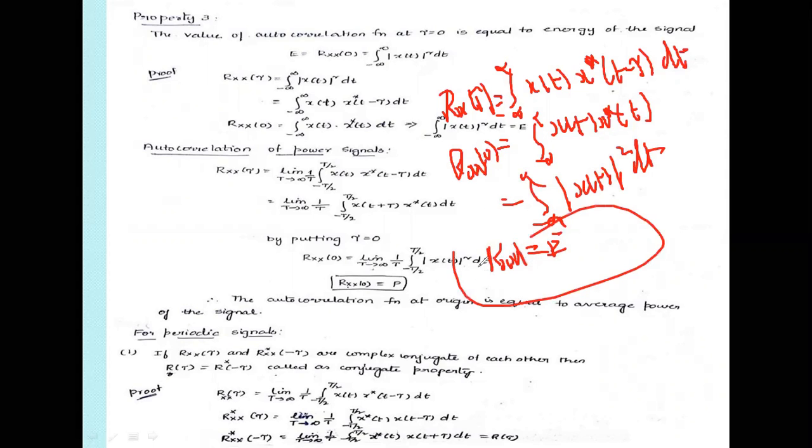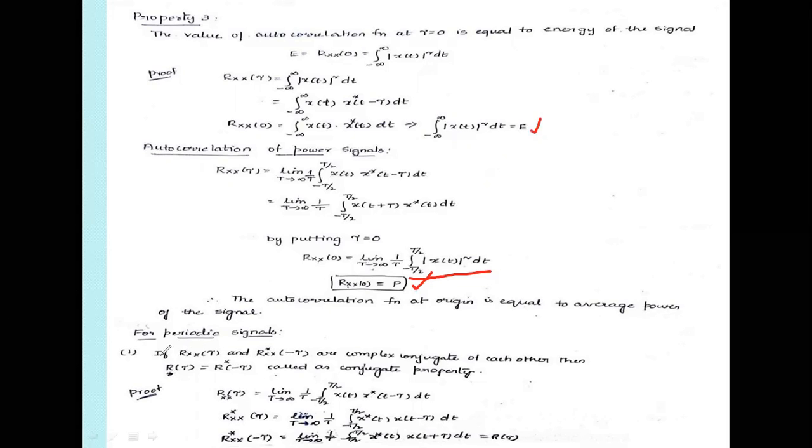Rx of tau is equal. Got it, my students? Similarly, for the power signal also, the limitation is only with the variation. Limit t tends to infinity, 1 by T, the integral from minus T by 2 to T by 2 of x of t, at tau equal to 0, becomes the squared magnitude of x of t, which is equal to the power P. And here it is equal to the energy signal.